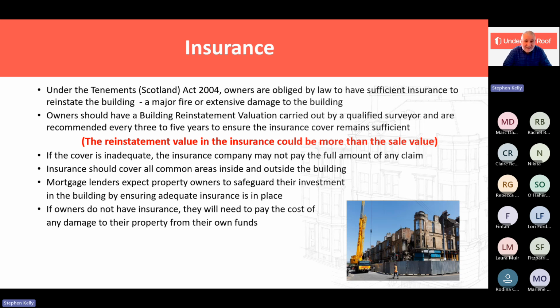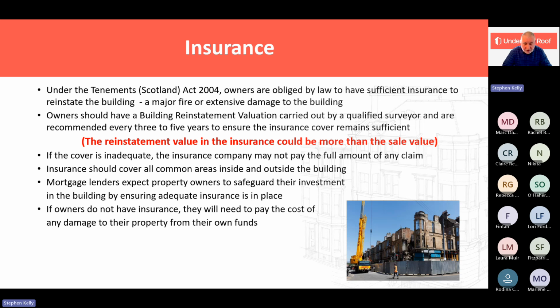As I say there, if the cover's inadequate, the insurance company might just pay what you've covered for. So if your house is worth £200,000, but you should have insured it for £300,000, they may only pay out 2/3 of your claim. Now that's up to the insurance company. It depends what they're going to cover you for and what they're going to pay out on any claim. But as I say, that's just an example of what can happen.